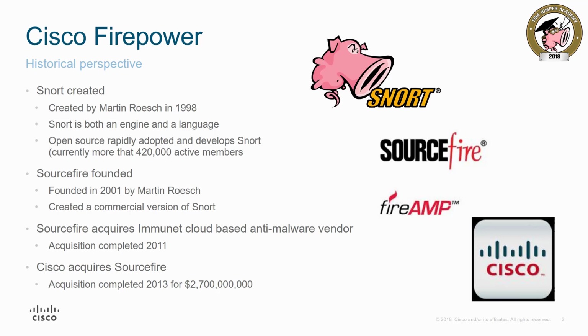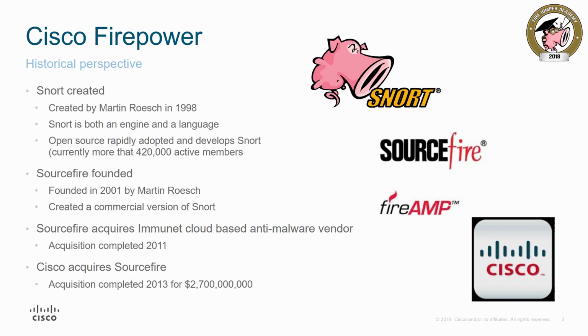This was created by Martin Roesch in 1998 as both an engine and a language. Following that, SourceFire was founded, which gave the world a commercial version of Snort. This was also founded by Martin Roesch in 2001. Following that, SourceFire acquired a company called Immunet, which gave more cloud-based anti-malware capabilities. This acquisition was completed around 2011.